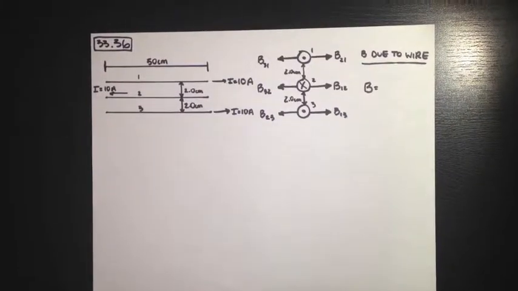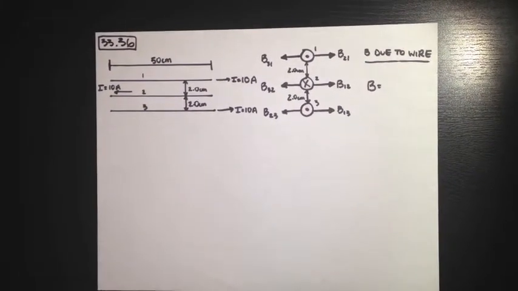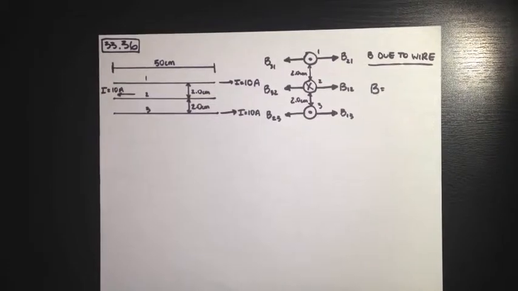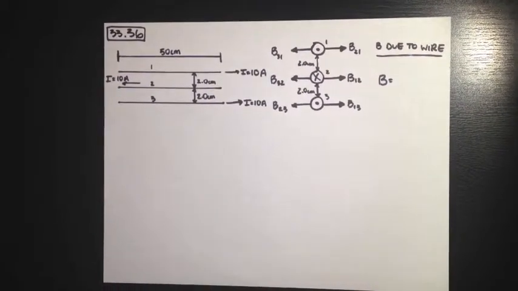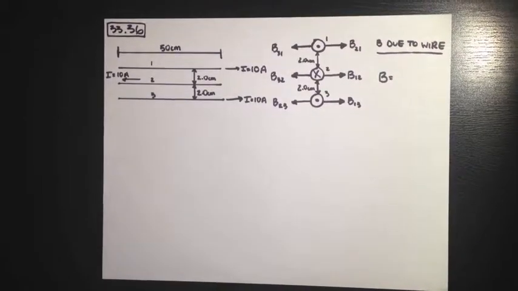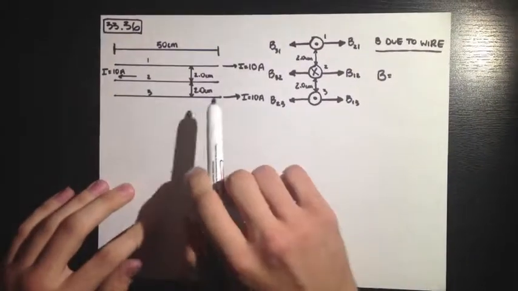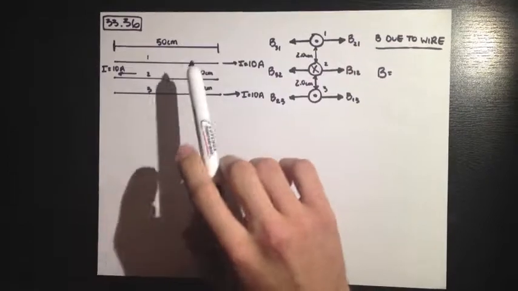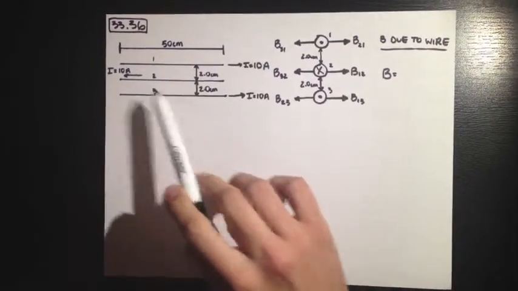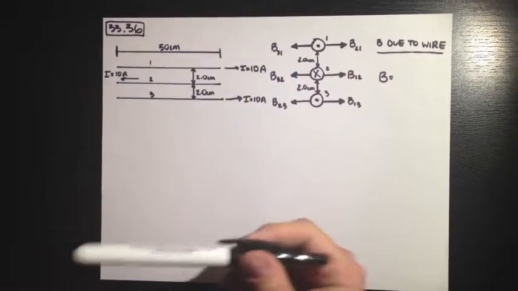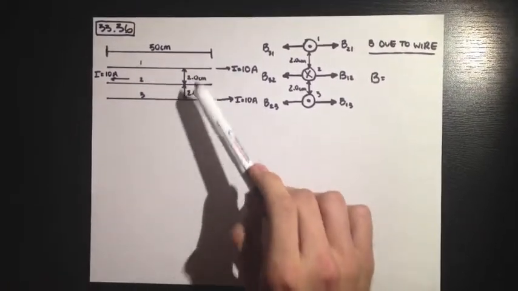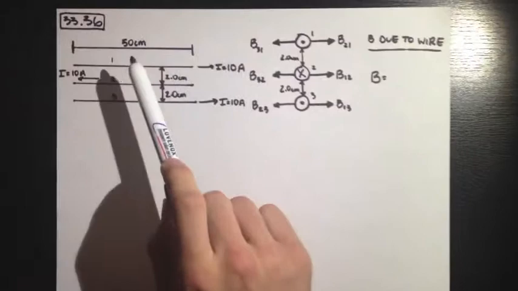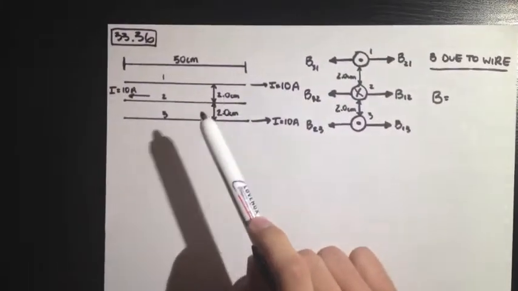Alright everyone, I have been chosen to do problem 36 from chapter 33, and it reads, what is the net force, magnitude, and direction on each wire in the figure? And I have drawn the figure here for you. We have 3 wires, all with 10 amps going through them. The second wire has 10 amps to the left, while the other 2 have 10 amps going to the right. They're separated by 2 centimeters in the middle, and they're each 50 centimeters long.